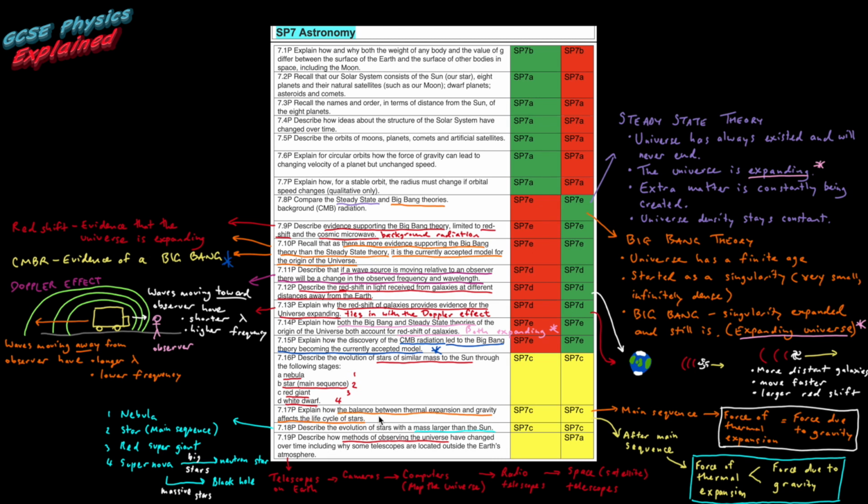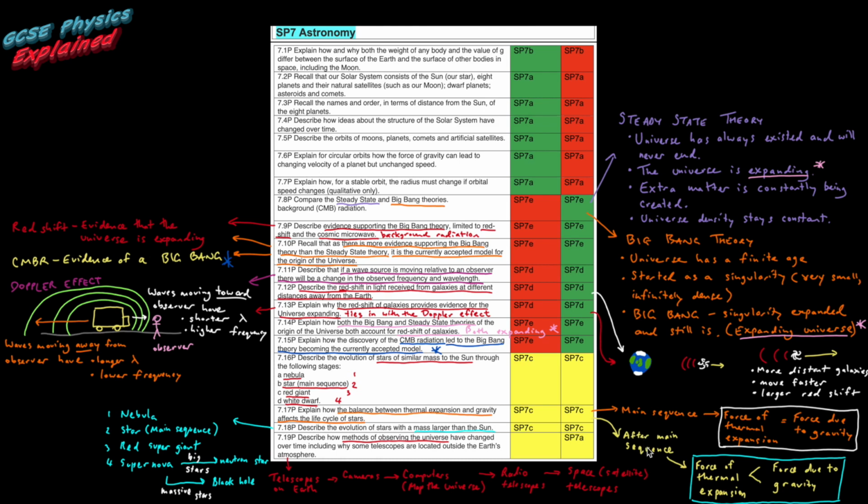Next, explain how the balance between thermal expansion and gravity affects the life cycle of stars. Well, during the main sequence of a star, the force of thermal expansion pushing outwards is balanced by the force due to gravity pushing inwards. And so the main sequence is stable.